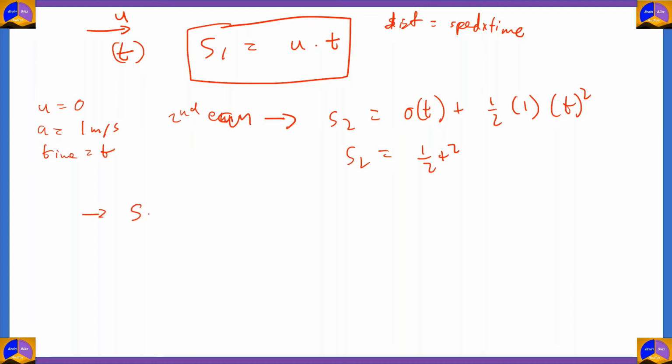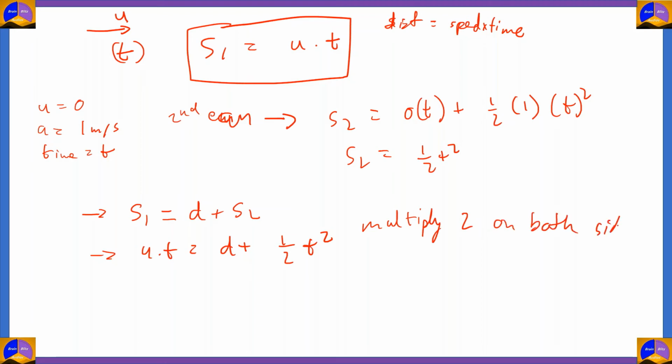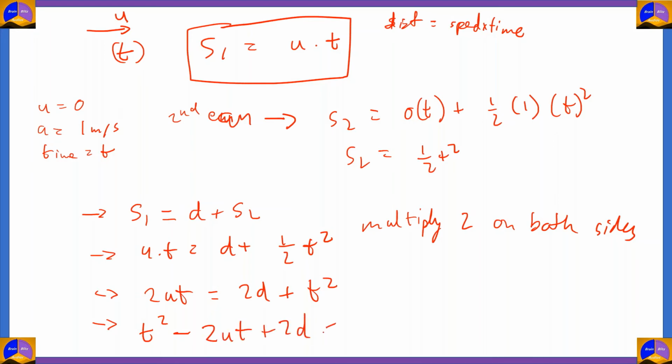Now we'll put the values in the equation. S1 is equal to d plus S2. So that will be u times t is equal to d plus half t squared. Now we multiply 2 on both sides, the left-hand side and the right-hand side. So we get 2ut is equal to 2d plus 2 times half becomes 1, t squared. And so we can convert this into a quadratic equation: t squared minus 2ut plus 2d is equal to 0.